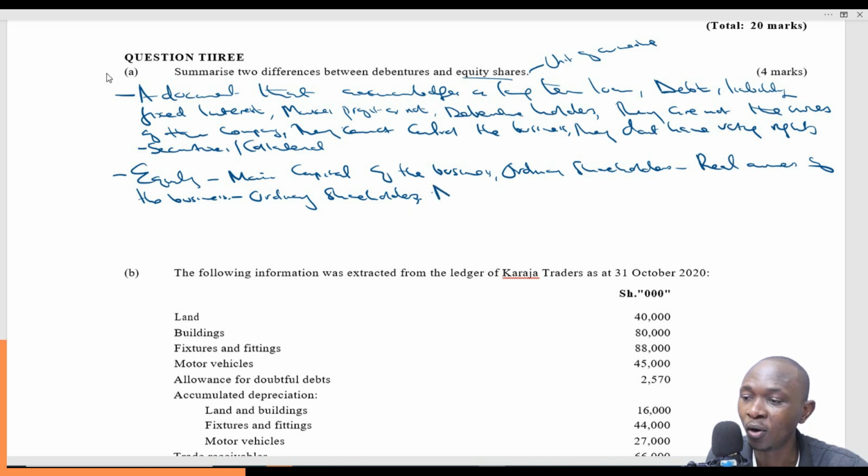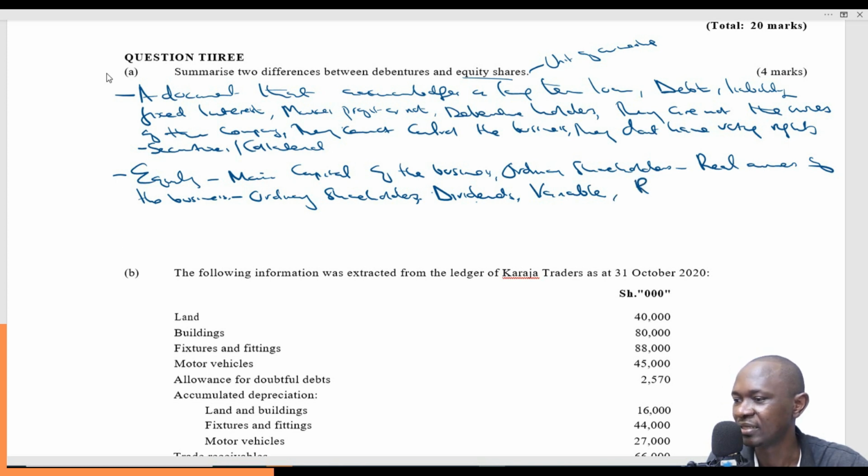And these people earn what we call dividends. Unlike debenture holders, whose benefit is fixed interest, they earn dividends, and these dividends are variable. They are not fixed. It depends whether they are going to make profit or not. So if they make profit, they earn dividends. If they don't make profits, then they don't earn any dividends.